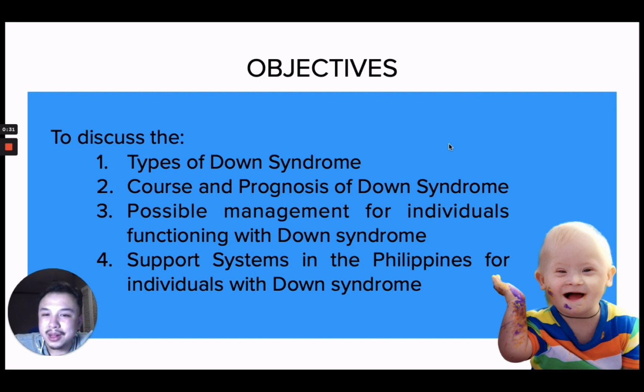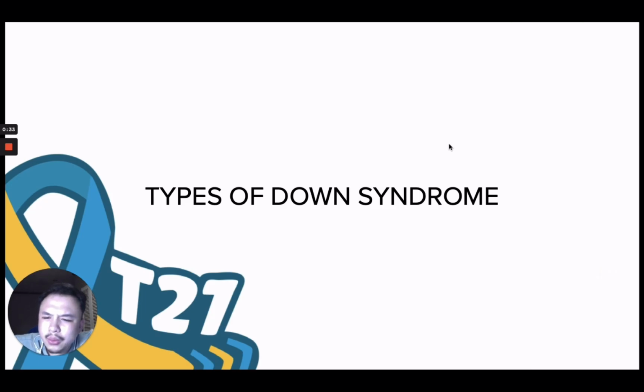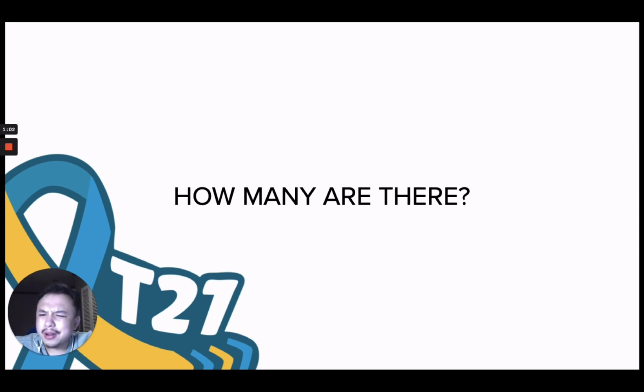All right. So, what are the types of Down syndrome? Exactly. So if you see, there is actually a ribbon that's colored blue and yellow on the bottom left corner of the screen. And this is actually a ribbon that people use to signify support for individuals with trisomy 21. Trisomy 21 is actually one of the types of Down syndrome, and we will get into this even more now. So, how many are there?